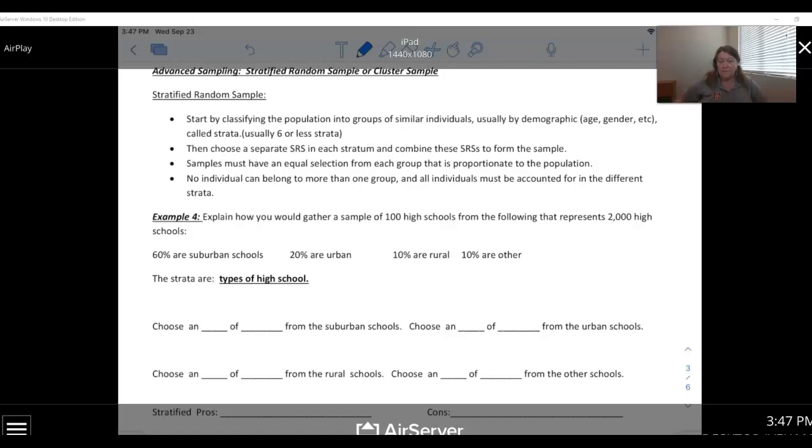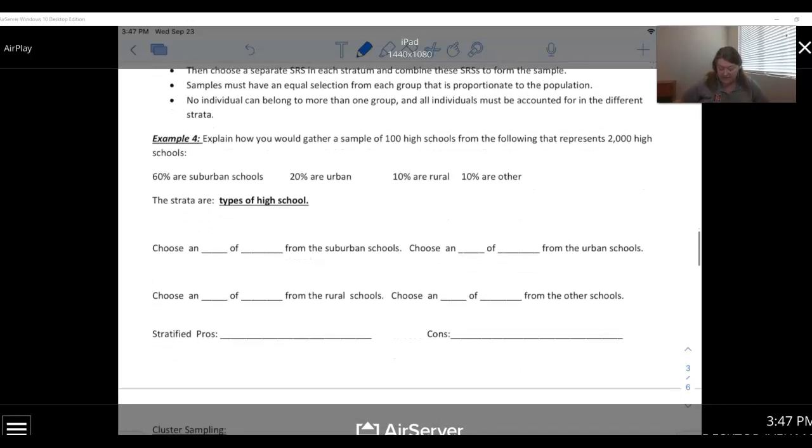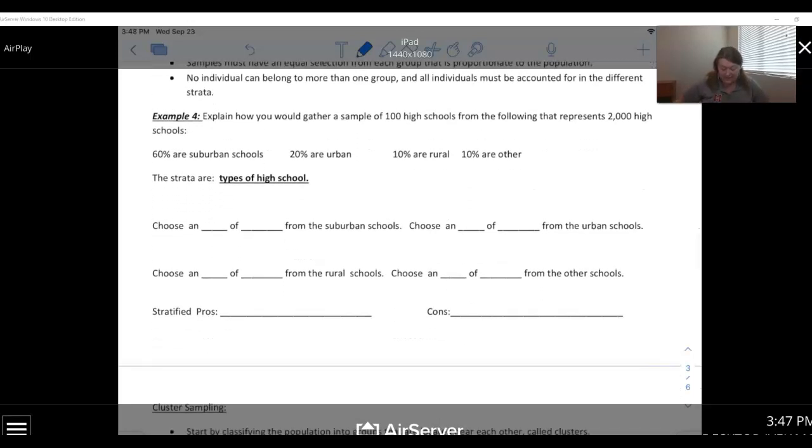Okay, so let's see, what else? Example 4, explain how you gather a sample of 100 high school students from the following that represents 2,000 high schools. Okay, so let's say that we know that 60% of those schools are suburban, like us, 20% are inner city schools, 10% are out in the country, and 10% are other that can't be defined those ways. So now we have the strata are different types of schools, right? And I'm trying to pick 100.